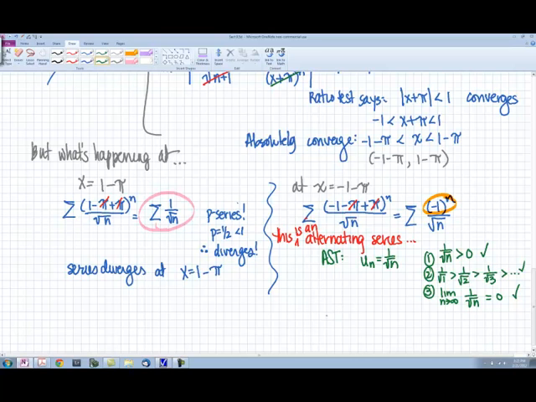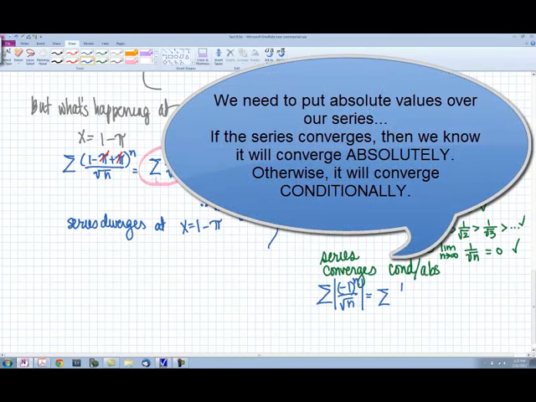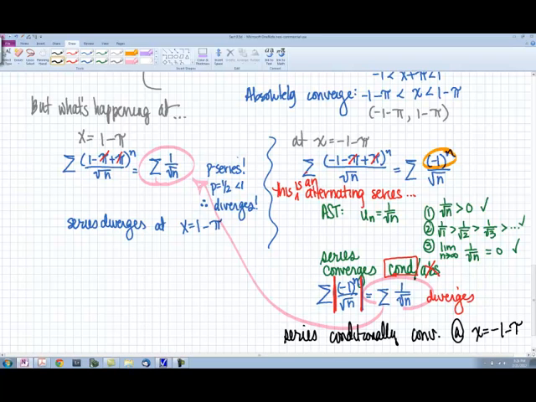So this tells me that our series converges, but is it conditional or absolute convergence? When we throw absolute values over this, we have 1 over the square root of n. And look, we already did this one. This was done over here. And I know that this series diverges. We were checking for absolute convergence by putting absolute values over it, but it did not converge, it diverged, so this is what we call conditionally convergent. So the series is conditionally convergent at negative 1 minus pi.